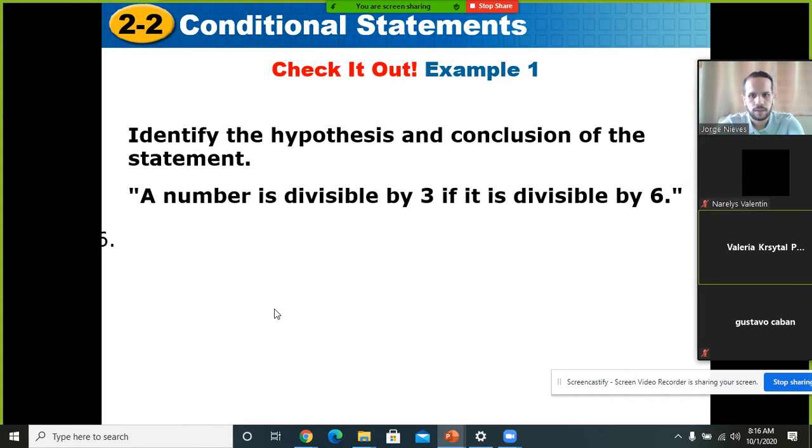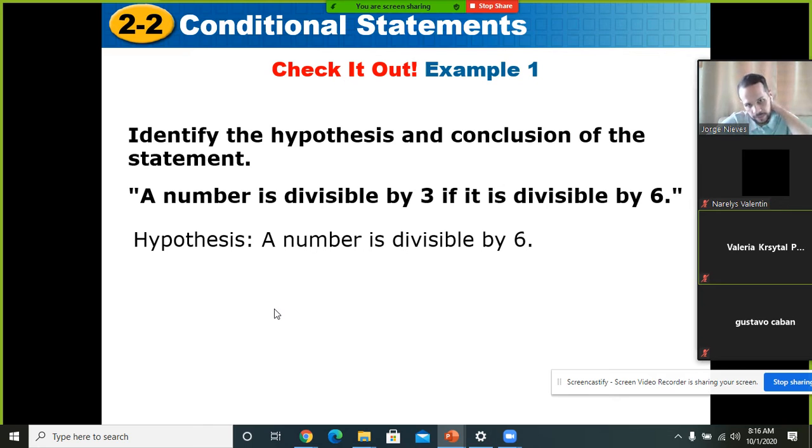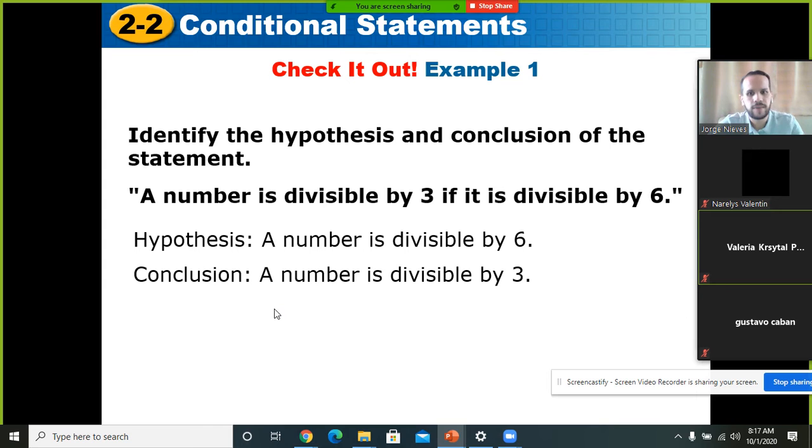Okay. So excellent. A number is divisible by 6. So the conclusion is a number is divisible by 3. Okay. So excellent. The hypothesis was at the end of the conditional statement. So we have to be very careful how we read it. Okay. A number is divisible if it is. So that's what we said.